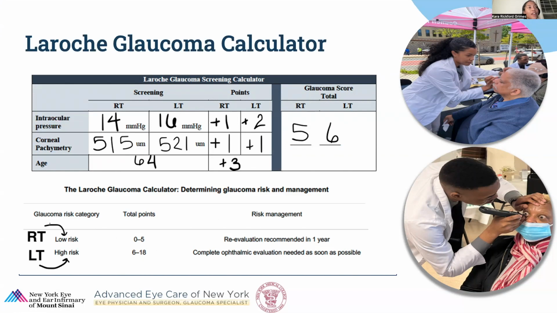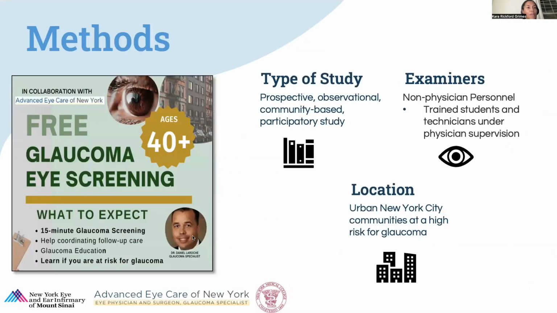Those with a low risk categorization were recommended for a reevaluation in 1 year, and those with a high risk were recommended for complete ophthalmic evaluation as soon as possible. For the purpose of this study, all participants were offered a free comprehensive eye exam to determine whether the calculator was accurate in predicting glaucoma risk.